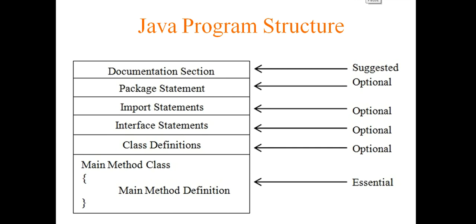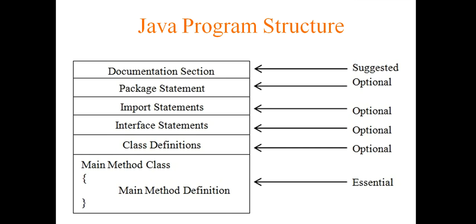Then the next part of Java program structure is interface statement. An interface is like a class but includes a group of constant, static member methods and data members. This is also an optional section and is used only when we wish to implement the multiple inheritance feature in the program.